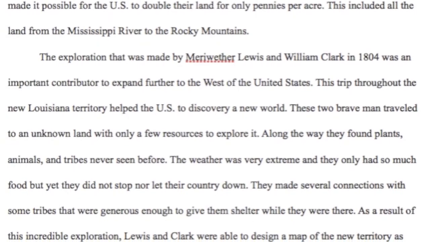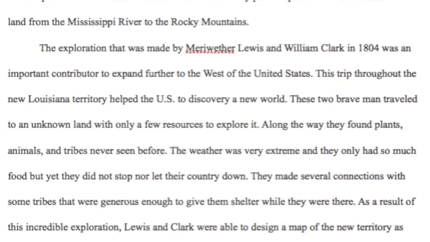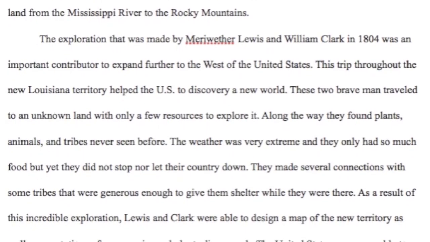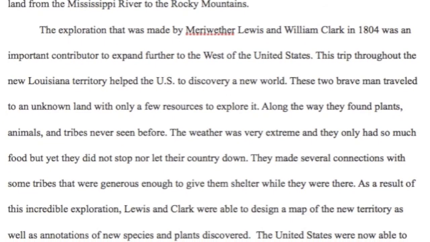They made several connections with some tribes that were generous enough to give them shelter while they were there. As a result of this incredible exploration, Lewis and Clark were able to design a map of the new territory as well as annotations of new species and plants discovered. The United States were now able.